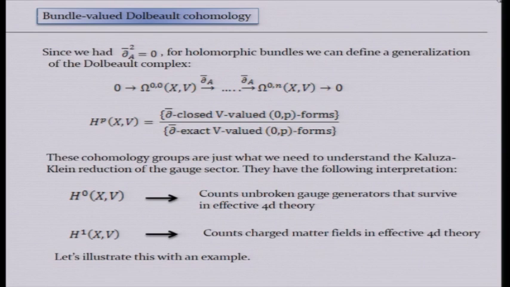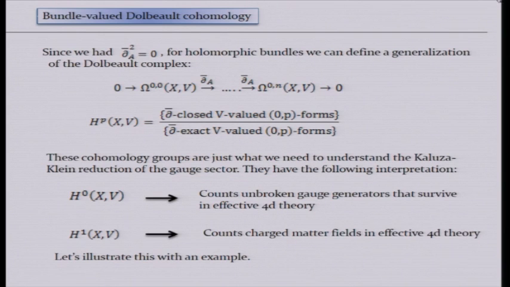So the claim is as follows. Let's first look at p equals 0, the degree p equals 0 Dolbeault cohomology group. V here is an E8 times E8 bundle or an SO(32) bundle for the heterotic string. The claim is that the degree 0 cohomology counts the unbroken gauge generators that survive in the four-dimensional effective theory. We had this huge ten-dimensional gauge symmetry, either E8 times E8 or SO(32), and by compactifying it, you're spontaneously breaking most of that gauge symmetry. But there are a few gauge transformations that are unbroken and survive in the four-dimensional theory, and it's this cohomology group that counts these generators. In fact, there's a nice Lie algebra structure on these, and that corresponds to the Lie algebra structure of the effective four-dimensional gauge theory.